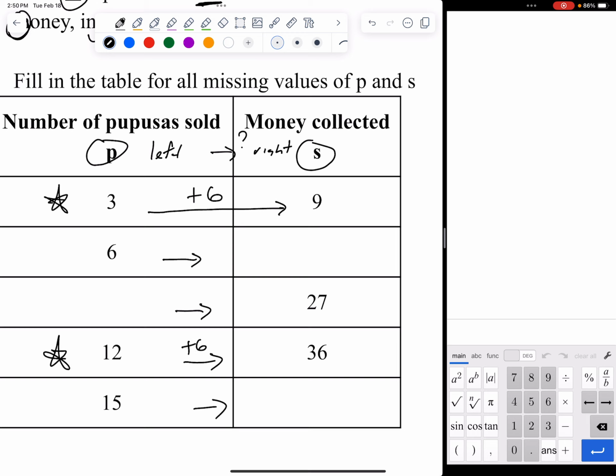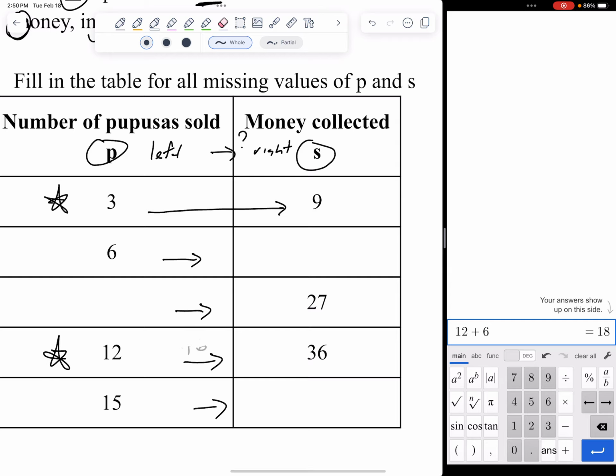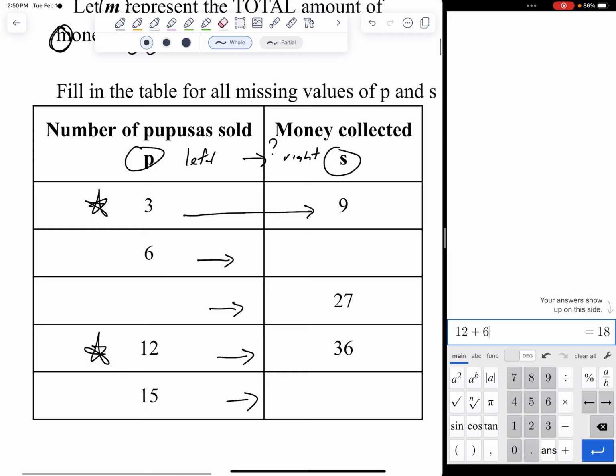Does 12 plus 6 equal 36? Well, let's check. 12 plus 6. Yeah, that doesn't work. So I can't add 6. So what's another way that I can get there? How do I go from 3 to 9? Well, if adding doesn't work, I can't subtract, and I can't divide, because divide makes things smaller. So the other option is to multiply.